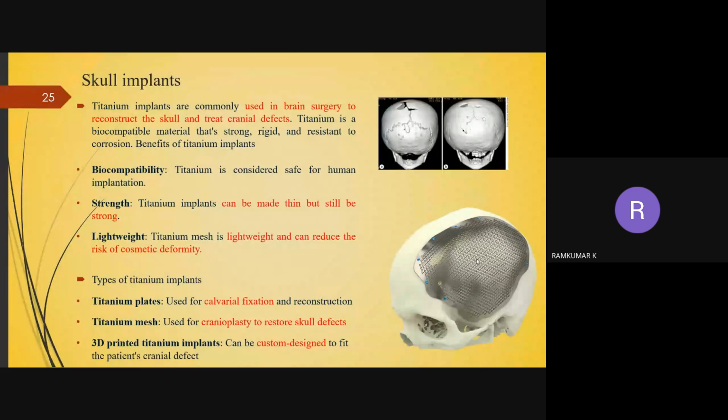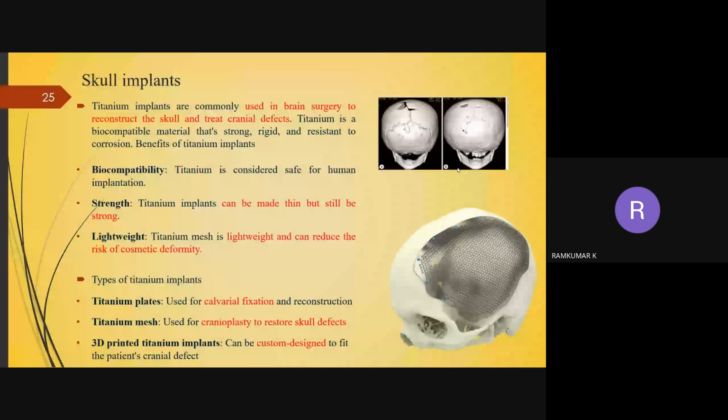The next one is about skull implants. Skull implants are used to reconstruct the skull and treat cranial defects. Here also, it has good biocompatibility and strength, and it is lightweight. Here you can see the titanium plates. They are used for calvarial fixation and reconstruction. In the top image, you can see the calvarial fixation. If the skull is not properly closed, they will use the titanium plates for this purpose.